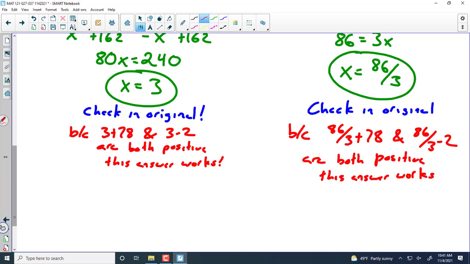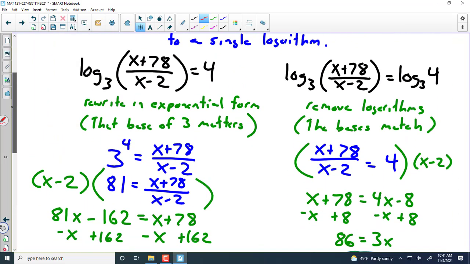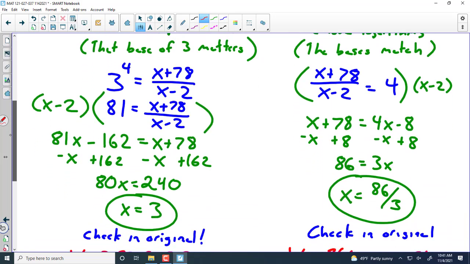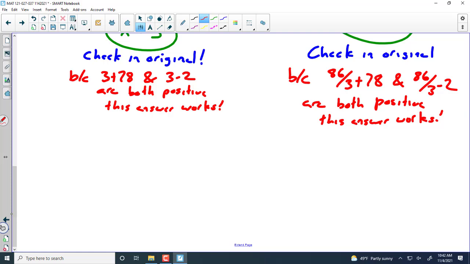So I do these two problems side by side to remind you that this idea of removing the logarithms is a great way to solve problems when that is the way you're allowed to solve the problem. Otherwise, you don't want to do it. So two very similar looking problems, but one of them involved rewriting in exponential form, and the other one involved removing the logarithms. We okay with that, class? Make sure you practice those.